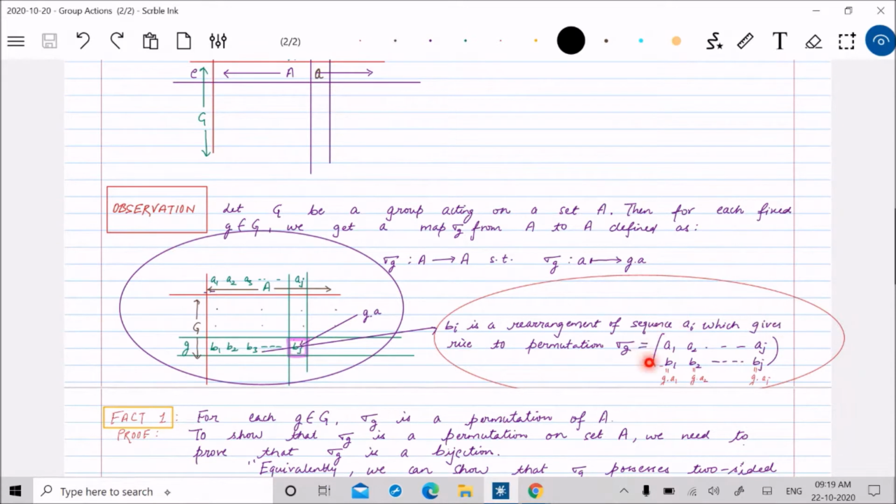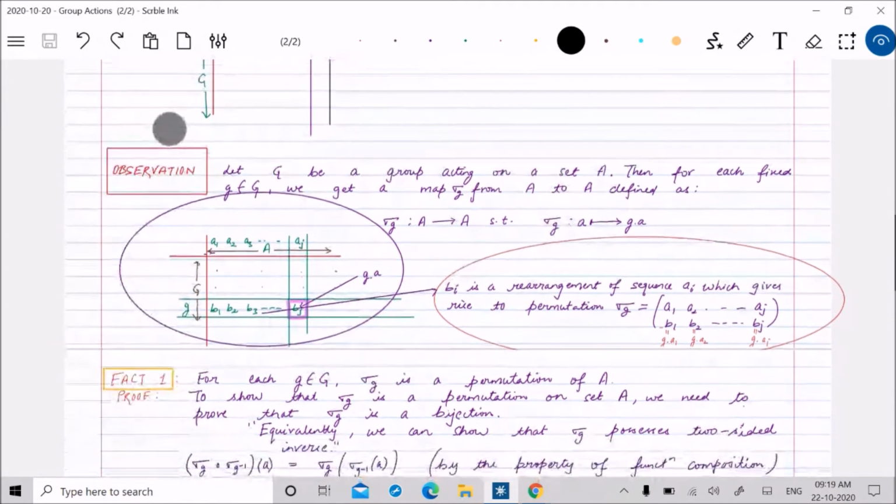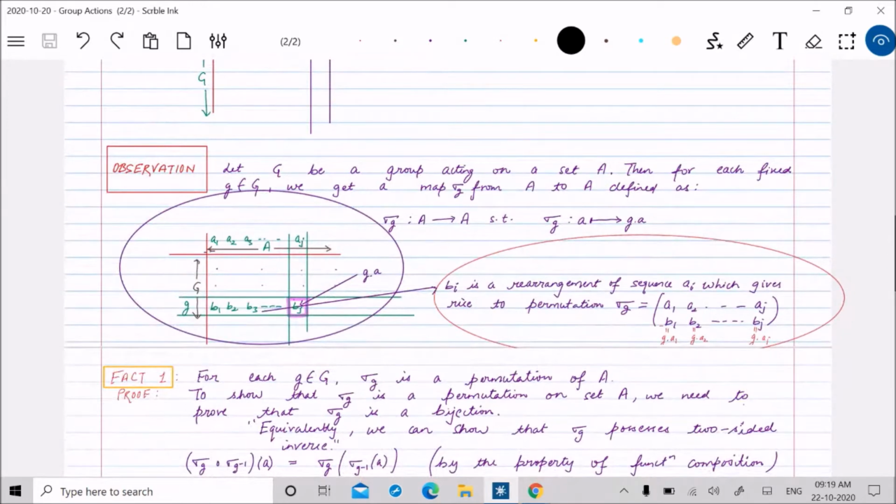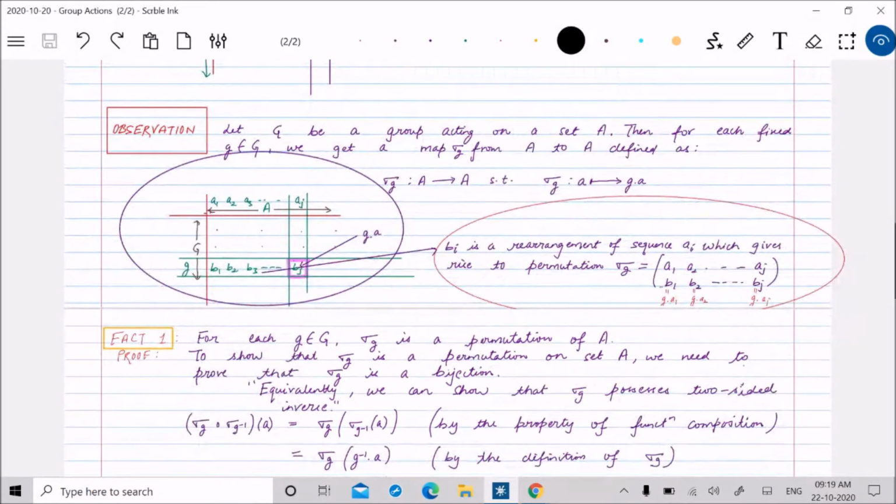Of course, this is not the result of all of the actions. It just represents one action, the action of g on all the elements of A, and there will be more permutations like this. Of course, the second line will have a different arrangement of the initial line, right? Okay, so this is indeed a permutation, and this fact, which you can see here in this picture, can be proved mathematically, right? And this is fact number one, that for each element g of group G, sigma_g is a permutation of capital A, right?